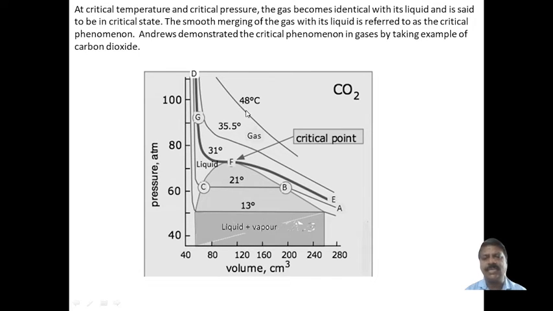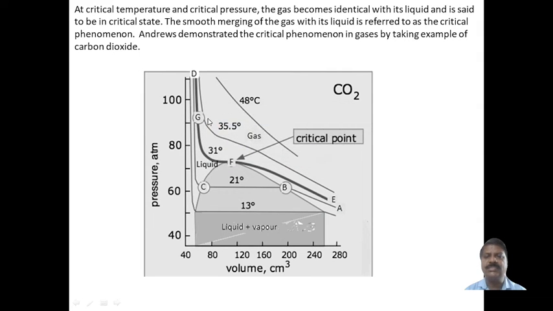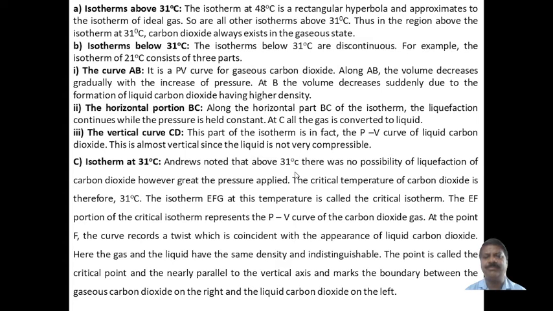This curve gives ideal gas behavior, but below this temperature there will be a deviation. Therefore, all the other isotherms are below 31 degrees Celsius. Above 31 degrees Celsius, the region above which, at the isotherm of 30 degrees Celsius, carbon dioxide always exists in the gaseous state.